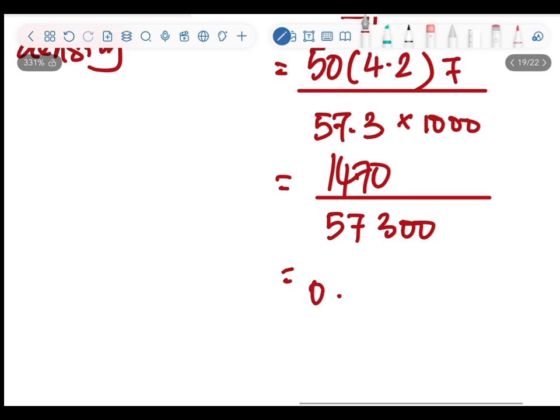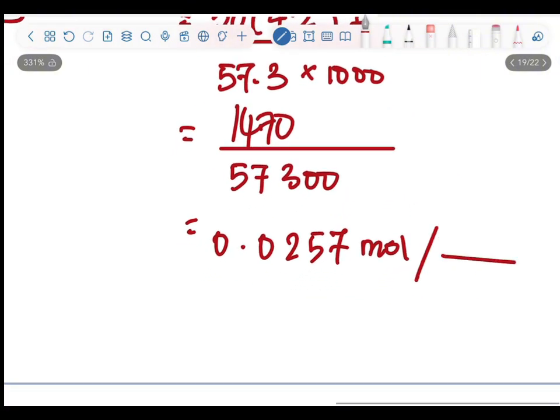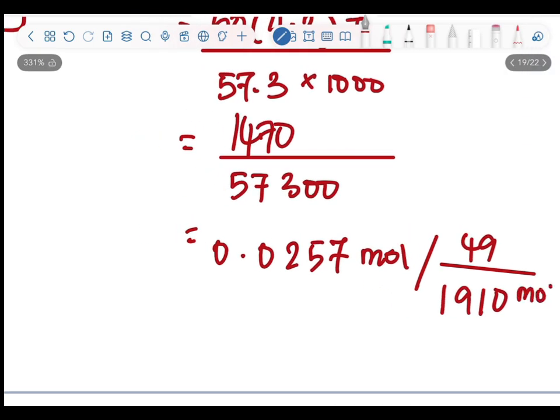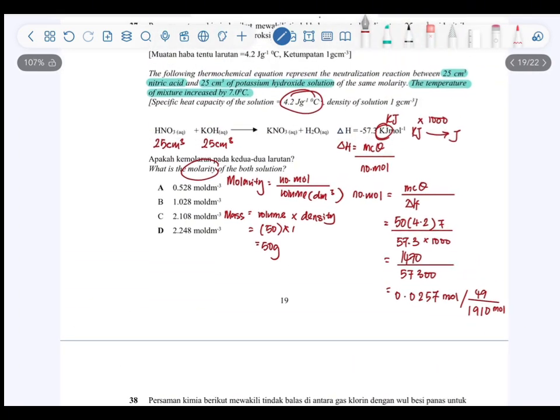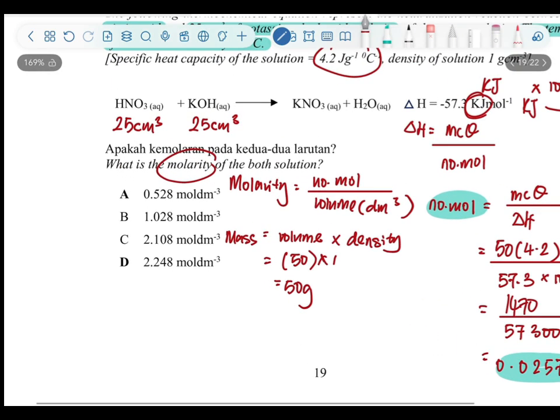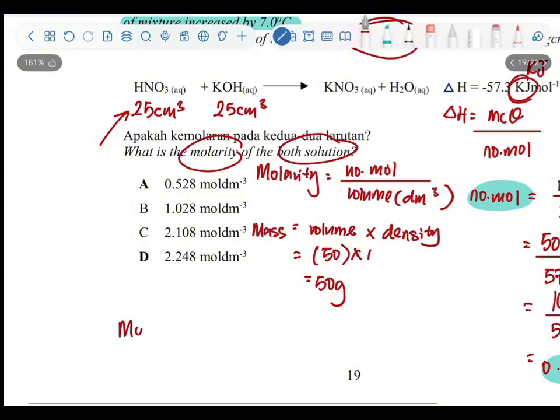So the answer would be 0.0257 mole. If you convert it to the fraction form, you can also write 49.1910 mole. But usually we use decimal. Since we already get this number of mole, we can calculate the molarity already. But we need to calculate for both solutions. So for the respective solution, it is like this.